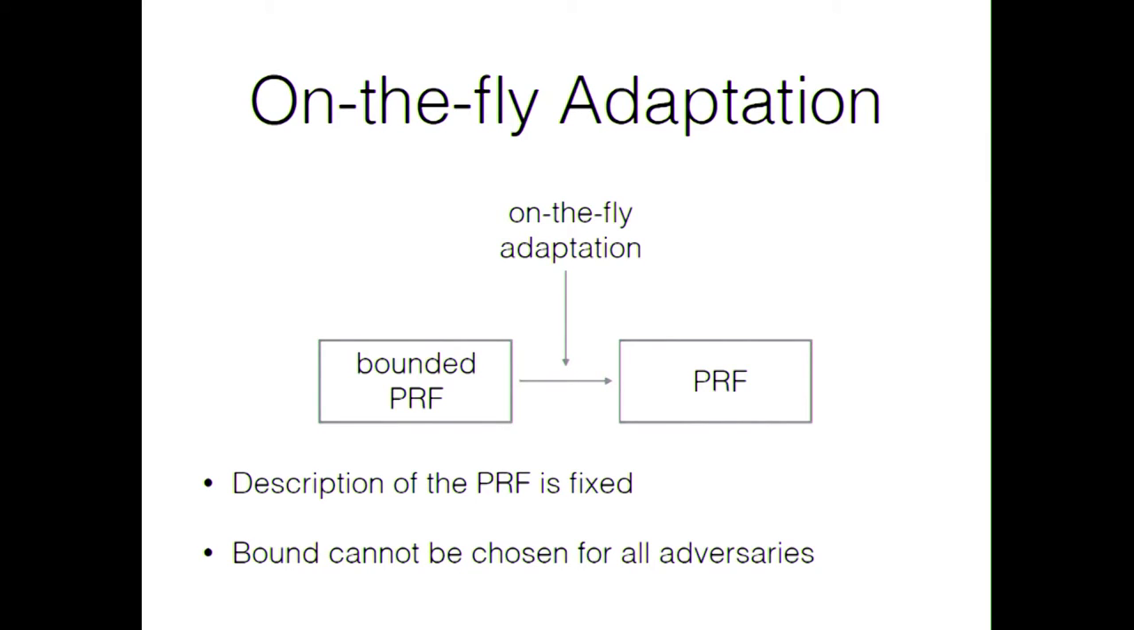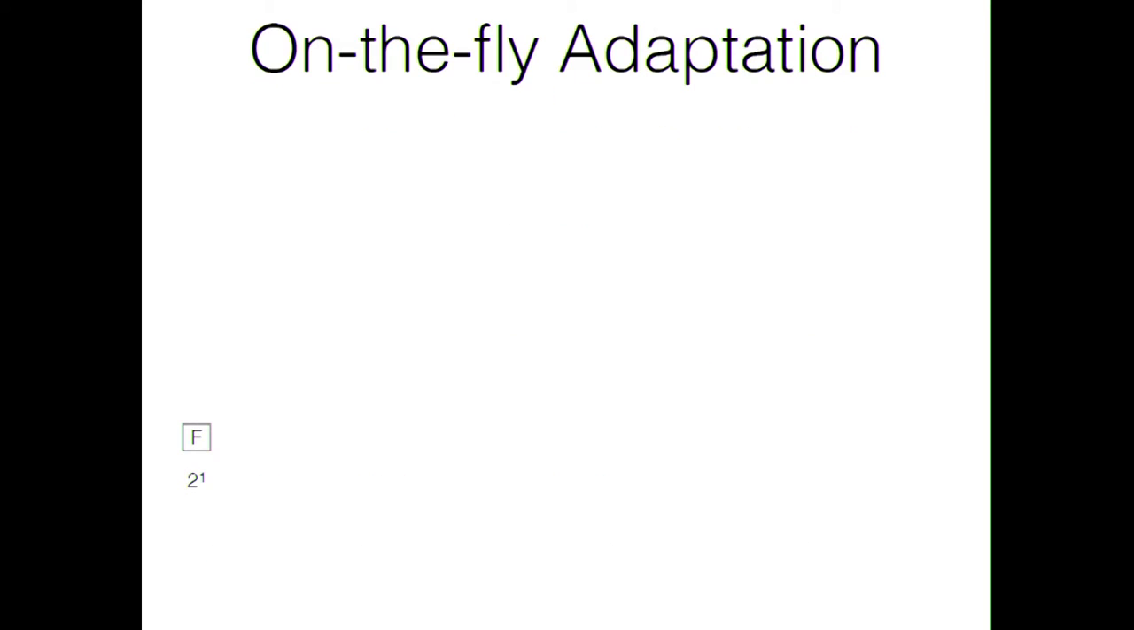So in our technique, what we would like to do, and that's why we call it on the fly, is to choose this upper bound on the PRFs on the fly. So we have a fixed description of the function, and once we're given an adversary in the proof, we can choose this value on the fly and argue that the rest remains then random. And again, this construction, I think it's very simple.